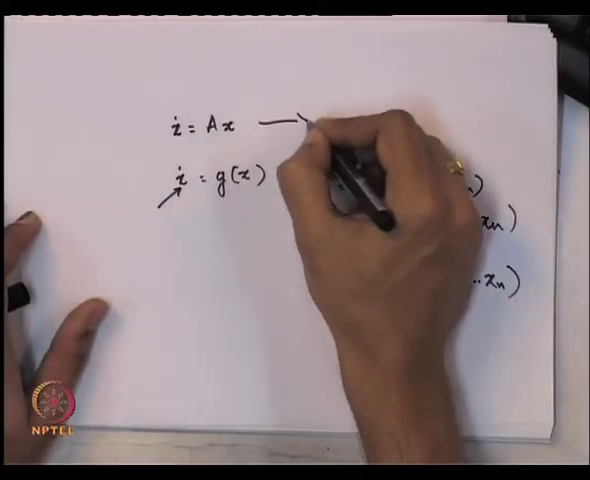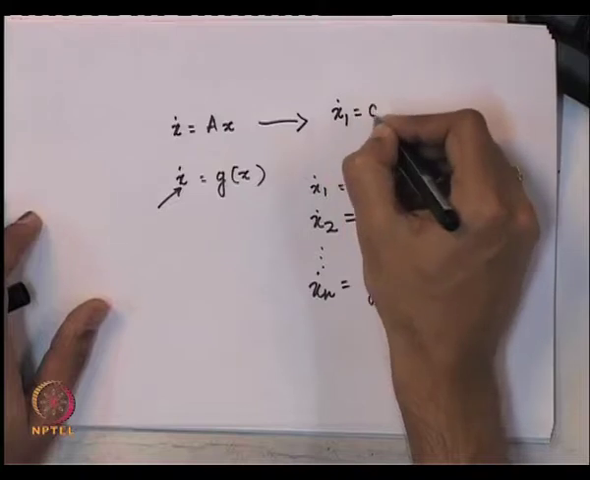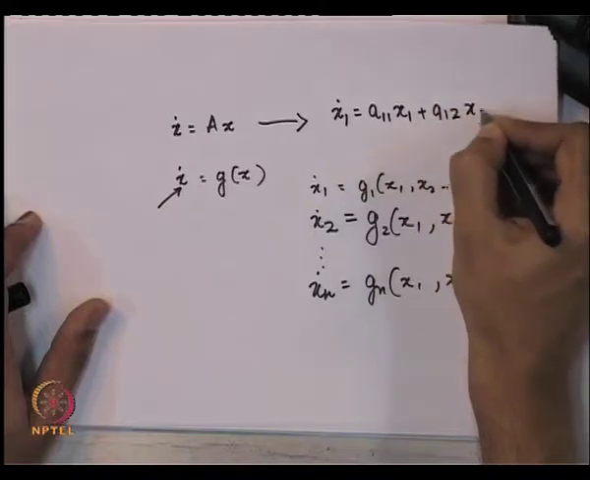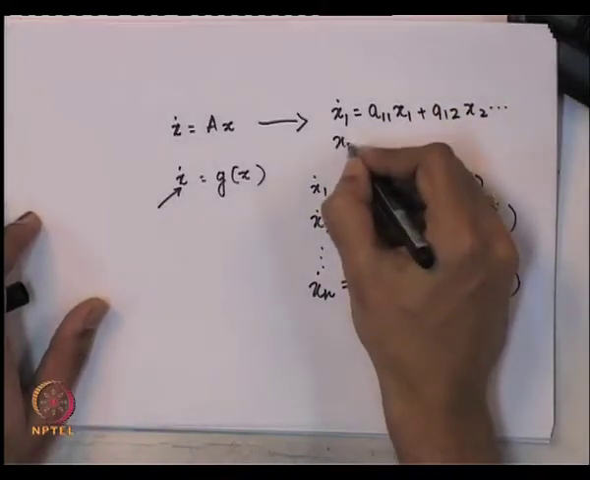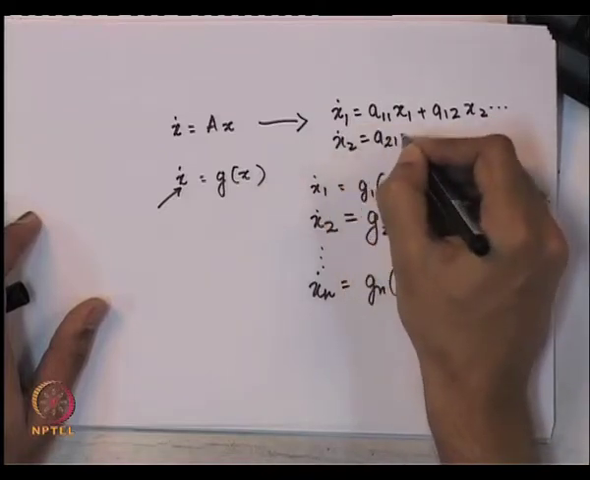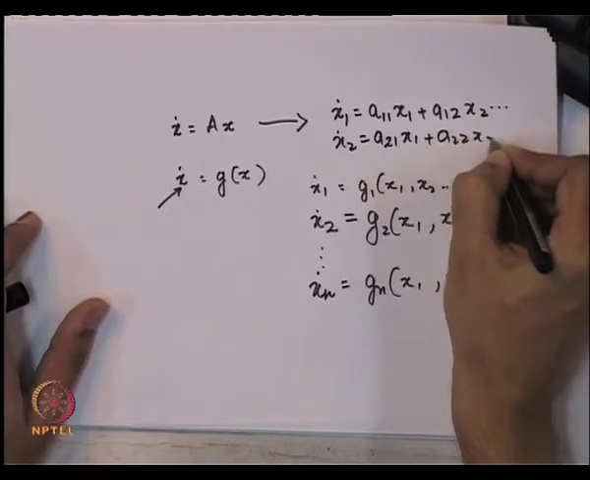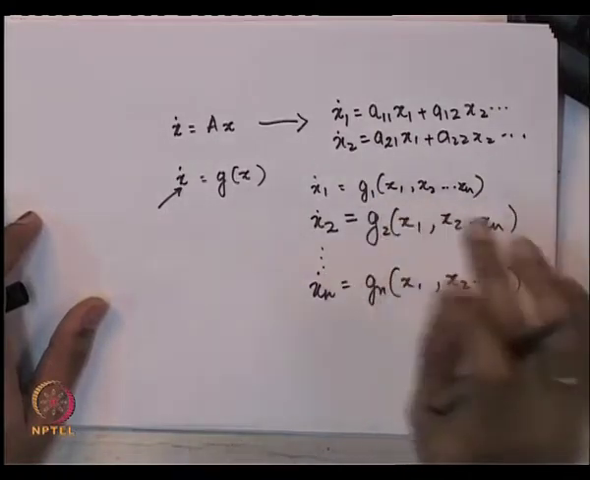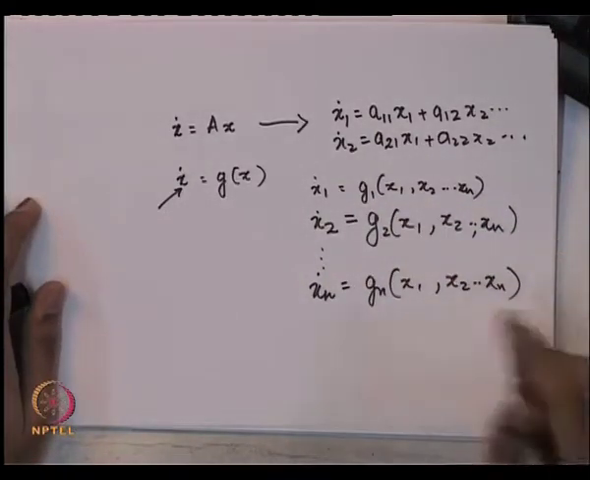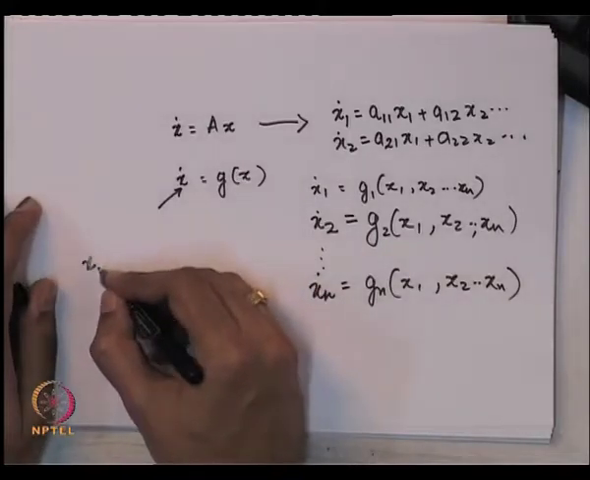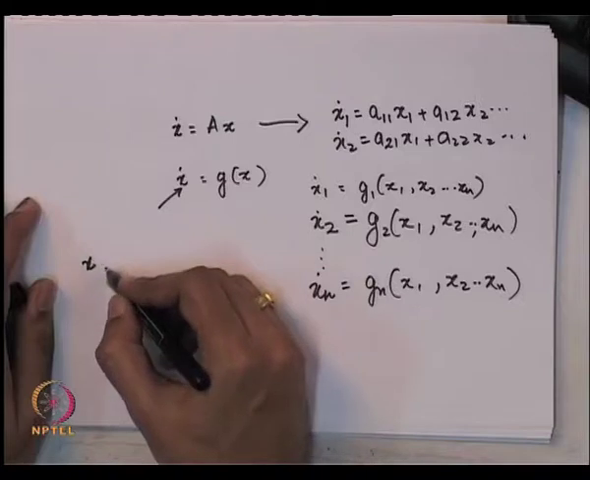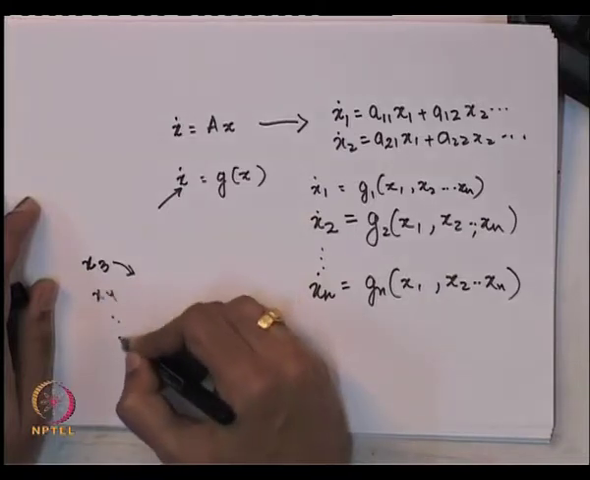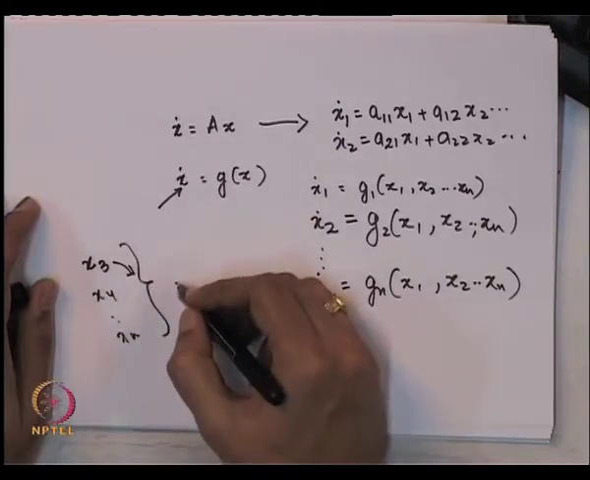Or in this particular case, x1 dot is equal to, this is a linear system, a11 x1 plus a12 x2 and so on, and x2 dot is equal to a21 x1 plus a22 x2 and so on. So, you can have a system, this is a linear system, this is a nonlinear system. If it is possible to identify certain states, say x3 onwards, that is x3, x4, ..., xn, which you can identify as associated with the fast transients.